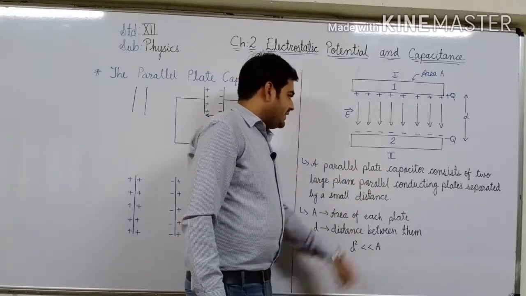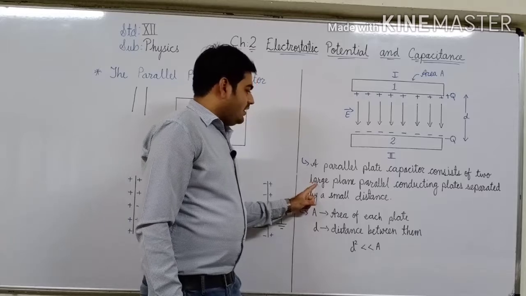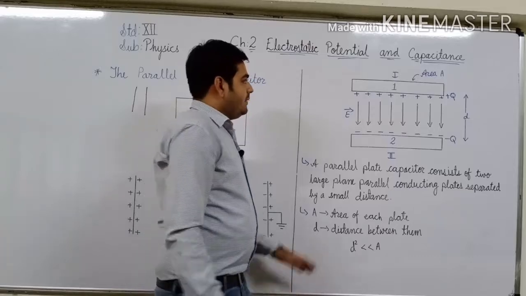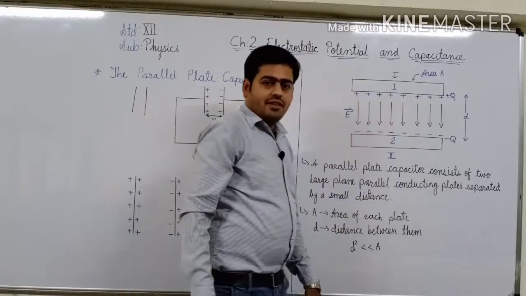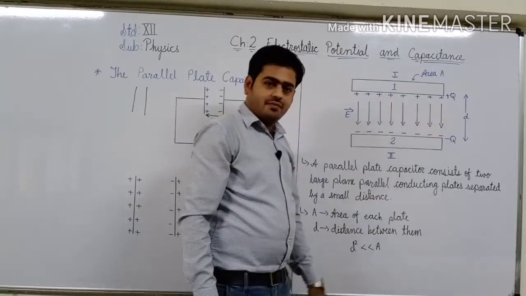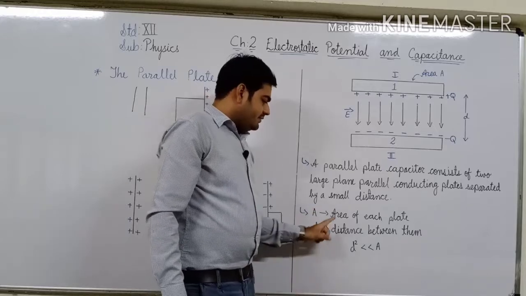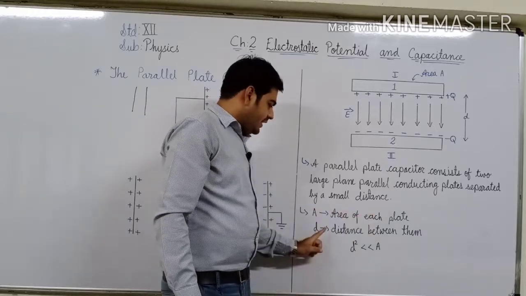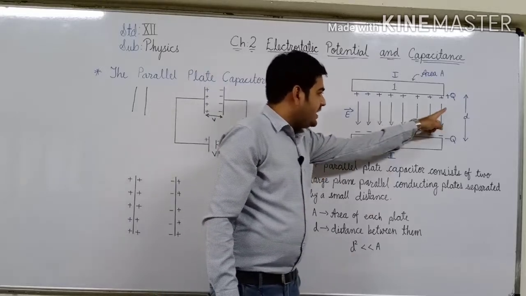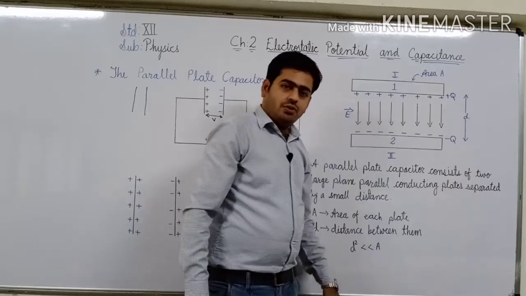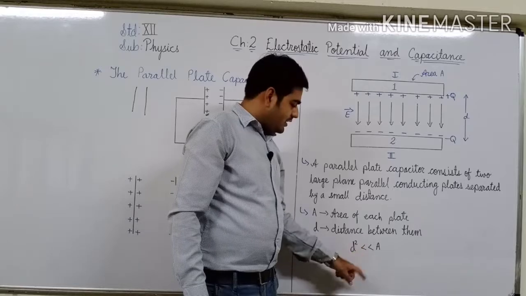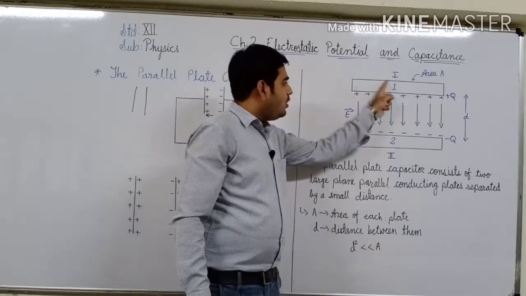A parallel plate capacitor consists of large plane parallel conducting plates separated by a small distance. It means size of the plate is very large in comparison to the separation. A, that is area of each plate. D, that is distance between them. As I told you, this separation is very small in comparison to size of the plate. So we can write this d square is very much small in comparison to area of each plate.